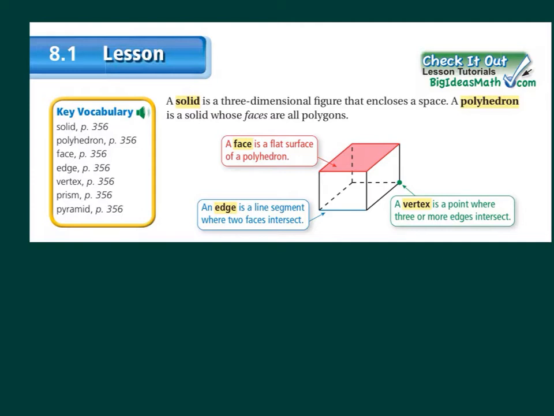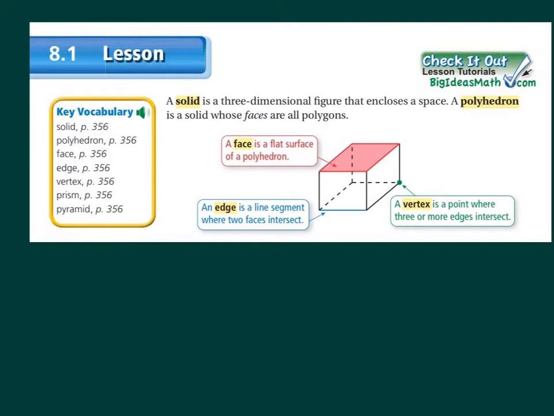A solid would be anything from a pyramid to a prism to a cone to a cylinder, anything that you can physically see that you can put something into. If it were a real figure, it would be a solid. A polyhedron is a solid whose faces are all polygons. So again, polygons just means many sides. Polyhedrons are going to be anything from pyramids to prisms. Basically anything that does not have a circular edge would be a polyhedron.